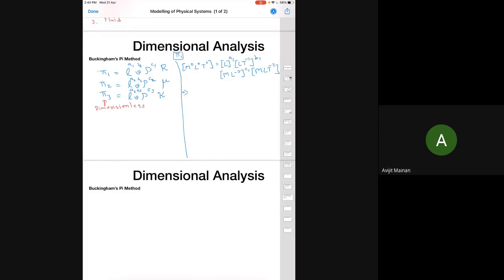So from this, what are the relations that I get? I get 0 is equal to C1 plus 1. And I get 0 is equal to A1 plus B1 minus 3C1 plus 1. And 0 is equal to minus B1 minus 2.